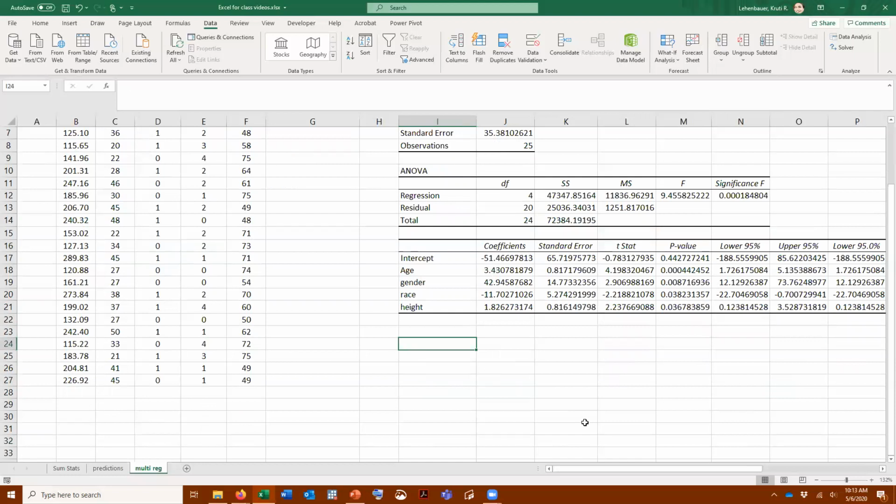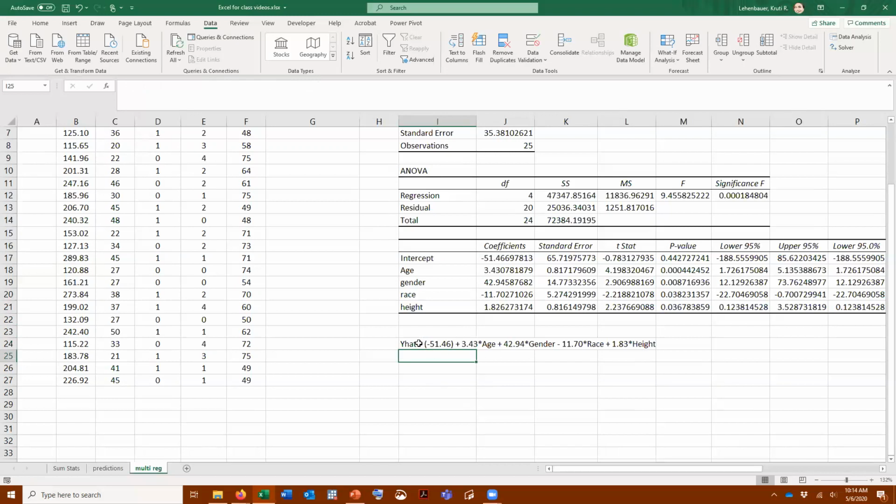So how would you write it out? Well, here is how you would write it out. y hat, or the predicted y, or the predicted weight, however you want to call it, is equal to negative 51.46 plus 3.43 times age, plus 42.94 times gender, minus 11.70 times race, plus 1.83 times height. I'm just getting these numbers from here.